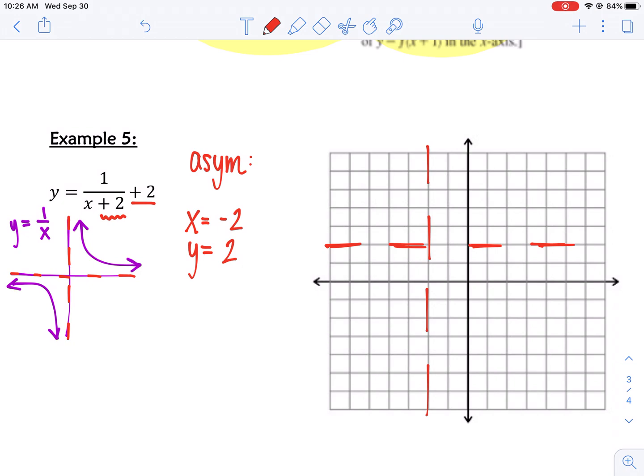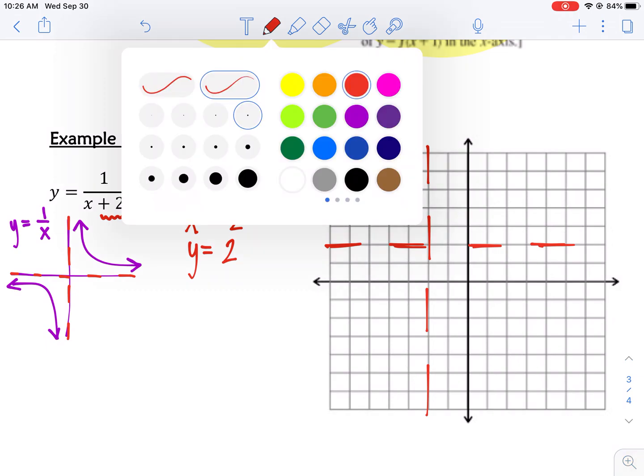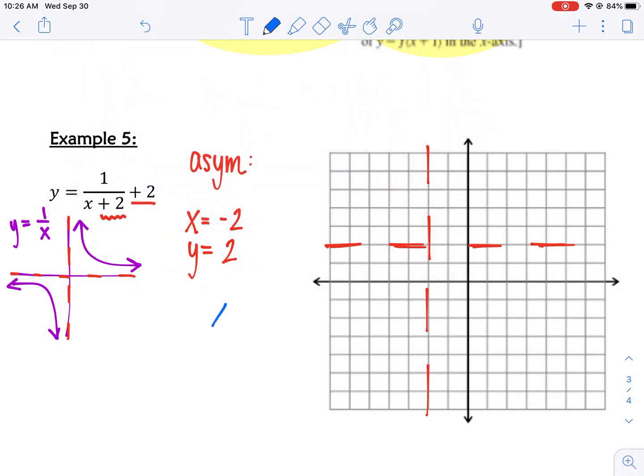Now I do need to get an idea of where these points are. So let's pick a point to the left, maybe -3, right? I love my XY tables. If I plug in -3, notice that's right over here, I'm going to see where my point is. If I plug in -3, I get +1. That is enough for me to hug those asymptotes and call it a day. That's enough right there.